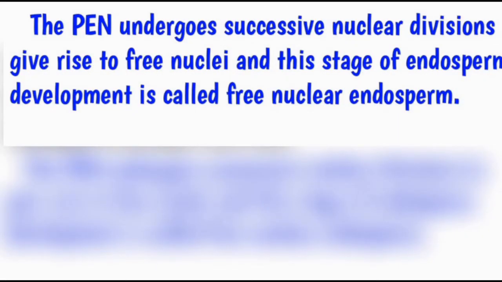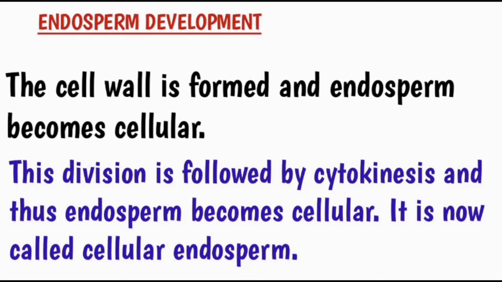The PEN undergoes successive nuclear division and gives rise to free nuclei. This stage of endosperm development is called free nuclear endosperm. Then the cell wall is formed and the endosperm now becomes cellular. The division is followed by cytokinesis, and thus the endosperm becomes cellular. It is now called cellular endosperm.